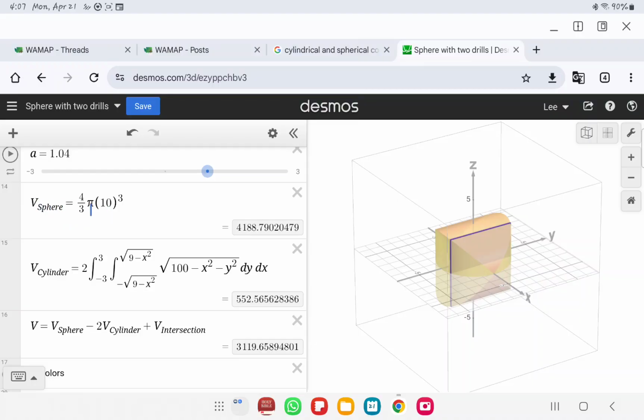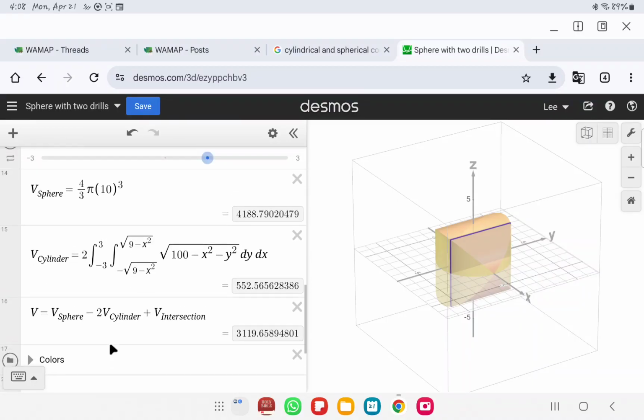So the volume of the sphere, I got that, 4/3 pi r cubed. So that's there. We've got the volume of the cylinder, so that's the 552. So we're subtracting that out, right, twice. And then I just need to make sure I add back in one of the intersections, because we subtracted the intersection twice. With both cylinders, I need to put one of them back in. So adding that back in, then I get this 3119 number that's right there.